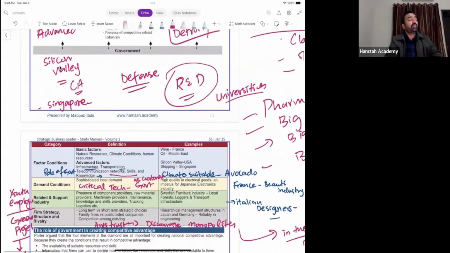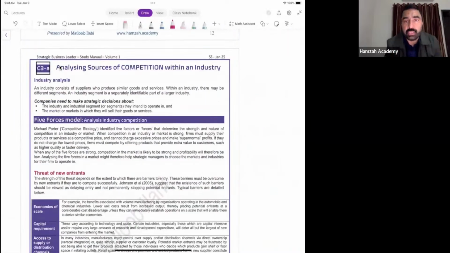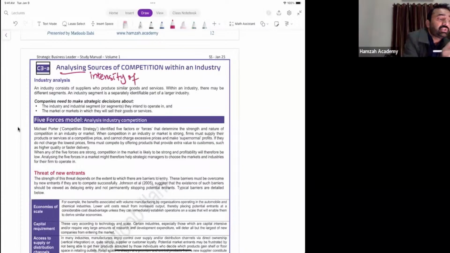Okay, so next we are going to explore how to analyze the sources of competition, or how to analyze the intensity of competition in a particular market or industry. Keep in mind you need to understand very clearly what analyzing is. Keep in mind the five skills which are tested in the SBL. One of those skills is called analysis. So you need to know what analysis means.